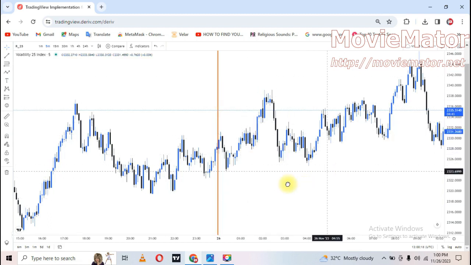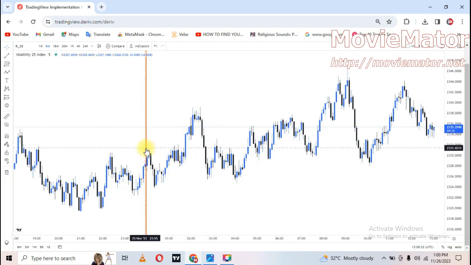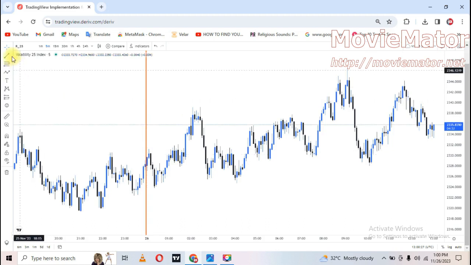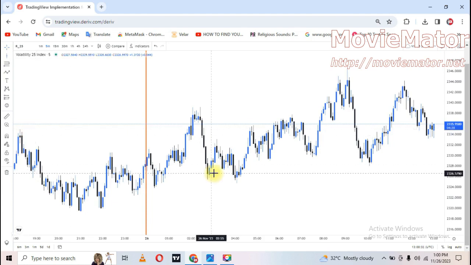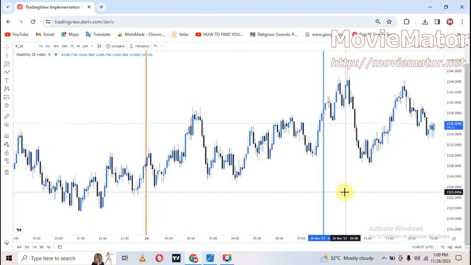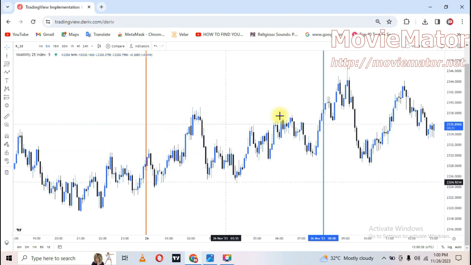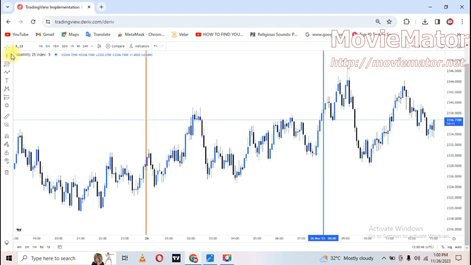So let's look at what I was talking about. Today opened here at 12 o'clock, you can see 00 there. So you take your vertical line here and then you mark 8 o'clock in the morning. Now this is how the rule goes: from this 12 o'clock to this 8 o'clock, you mark the high and low.